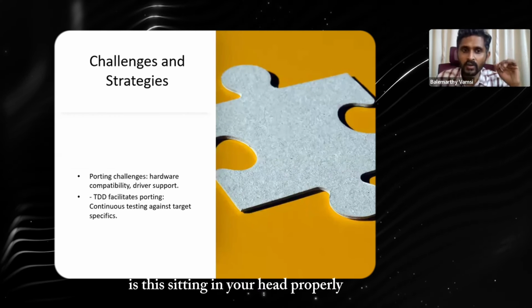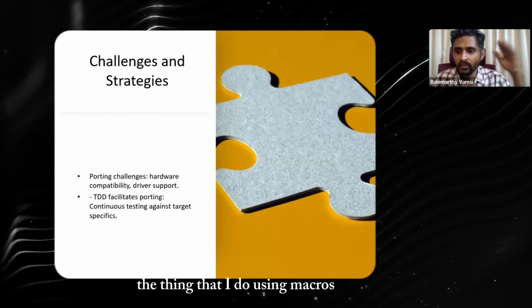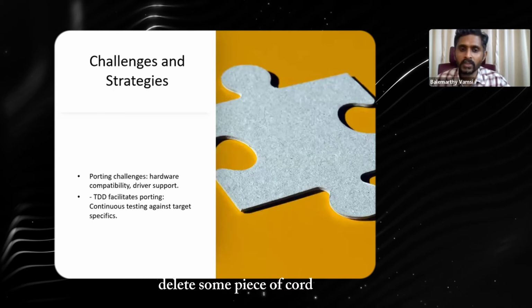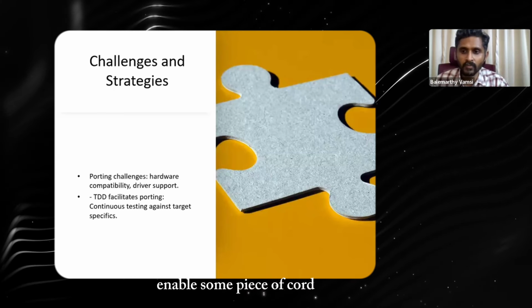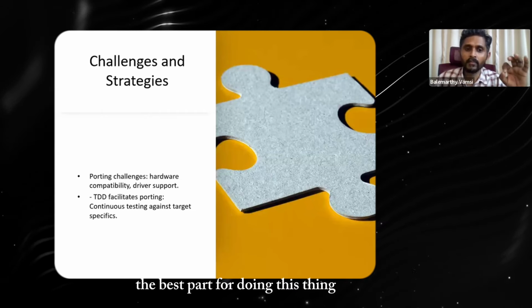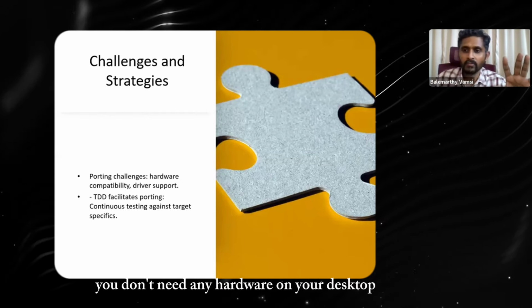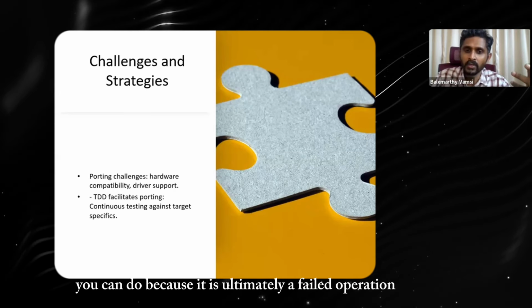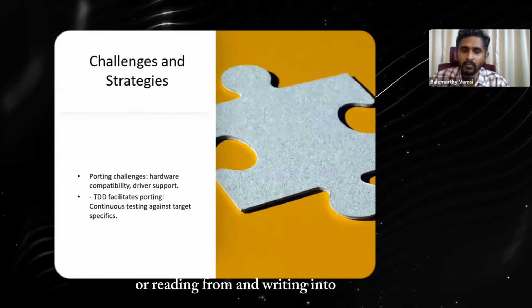Is this sitting in your head properly? The thing that I told, using macros that you delete some piece of code, disable some piece of code and enable some piece of code. The best part, for doing this thing, you don't need any hardware. On your desktop also, you can do it, because it is ultimately a file operation. Reading into a file and writing into a file, or reading from and writing into.